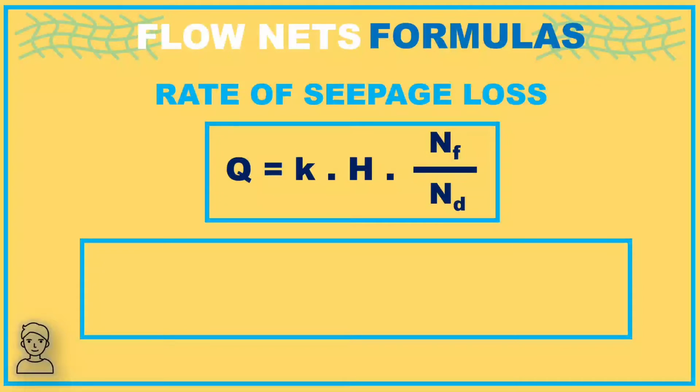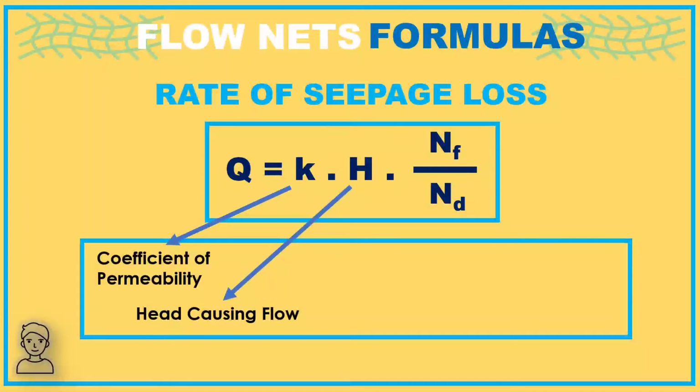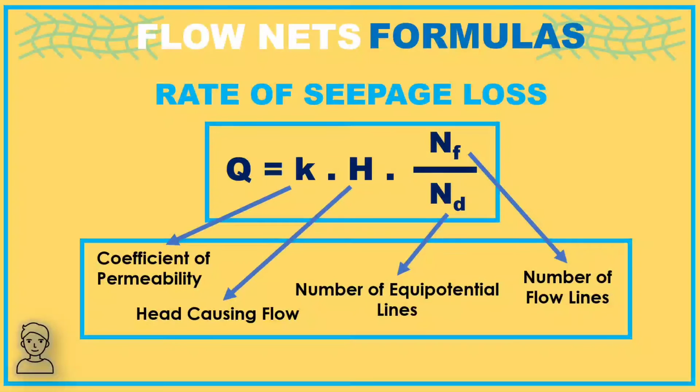Q, or capital Q, is equal to K times capital H times the quantity of N sub F divided by N sub D, where K represents the coefficient of permeability, the uppercase letter H represents the head causing flow, the capital letter N subscript F represents the number of flow lines, and N subscript D represents the number of equipotential lines.